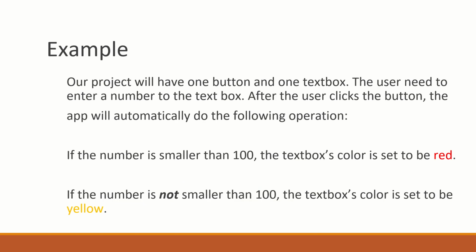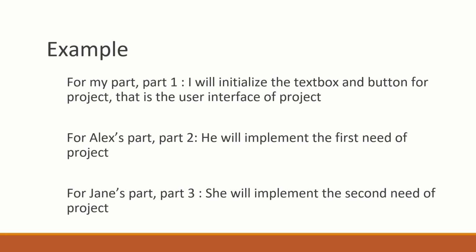In our project, we will have one button and one text box. The user needs to enter a number in the text box. After the user clicks the button, the app will automatically do the following operation. If the number is smaller than 100, the text box color is set to red. If the number is not smaller than 100, the text box color is set to yellow. For my part, part 1, I will initialize the text box and button for the project. This is the UI for the project.